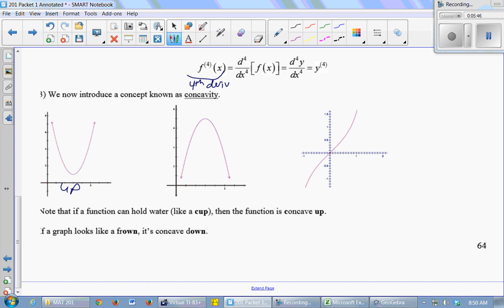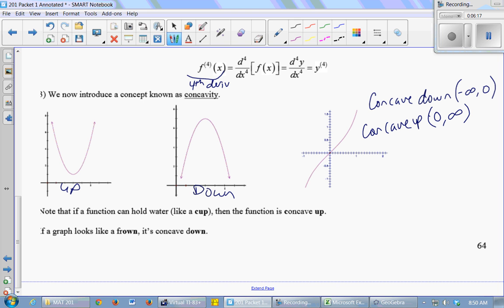Up. Down. Both, yeah. Where's the switching point from down to up? 0. So we would say concave down on the interval -infinity to 0, and concave up on the interval 0 to infinity.